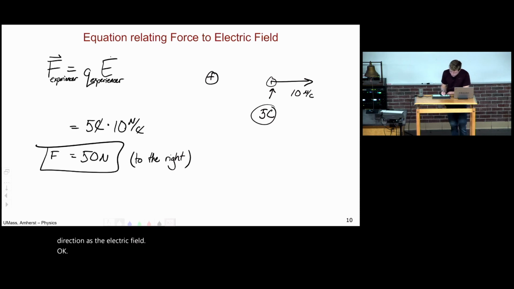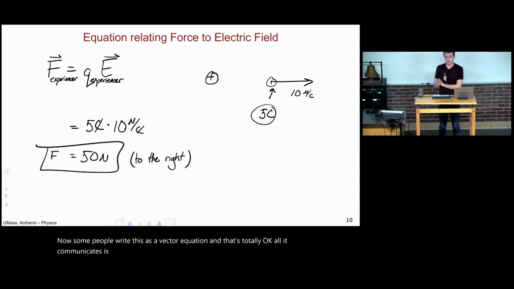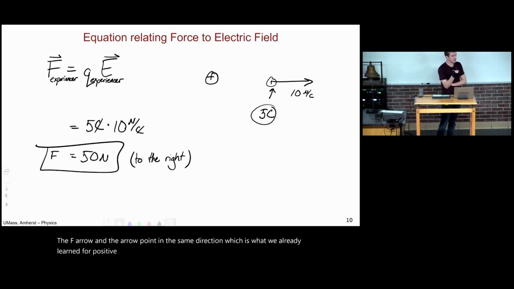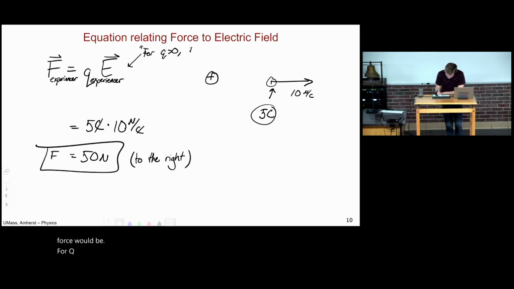Now, some people write this as a vector equation, and that's totally okay. All it communicates is that as long as Q is positive, the F arrow and the E arrow point in the same direction, which is what we already learned. For positive charges, the electric field points in the direction that the force would be. For Q greater than 0, the force arrow is in the same direction as the E arrow.